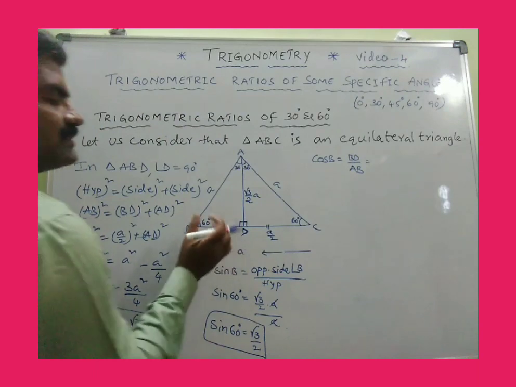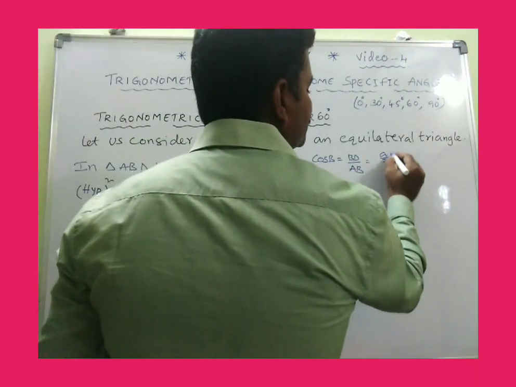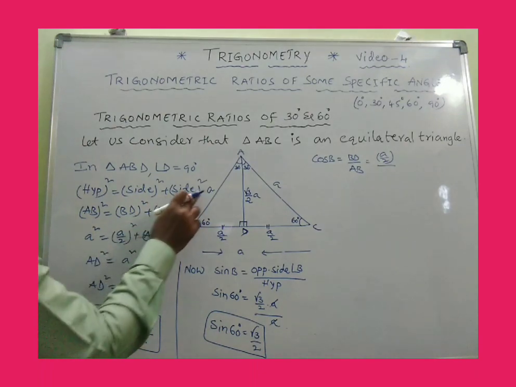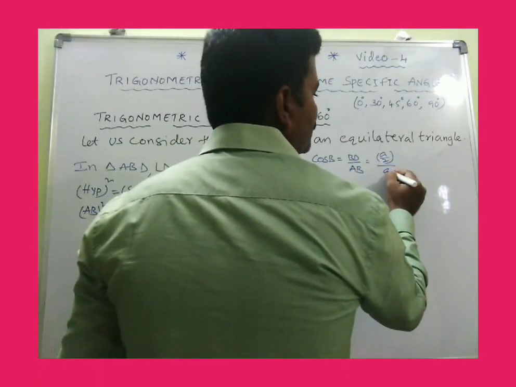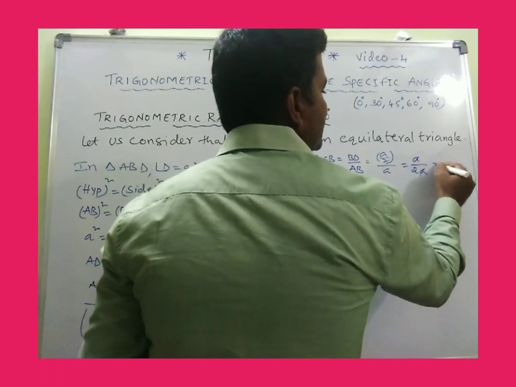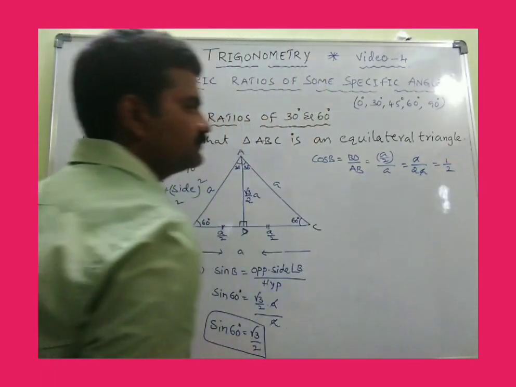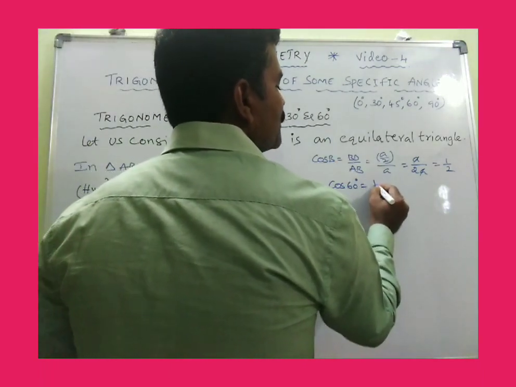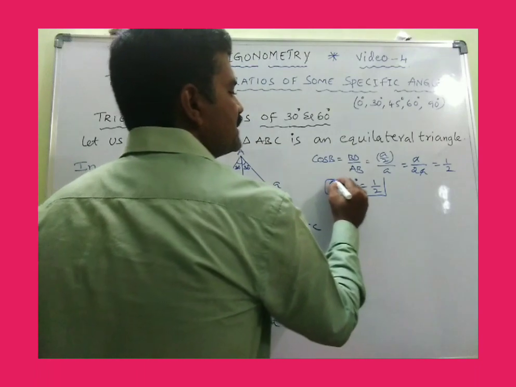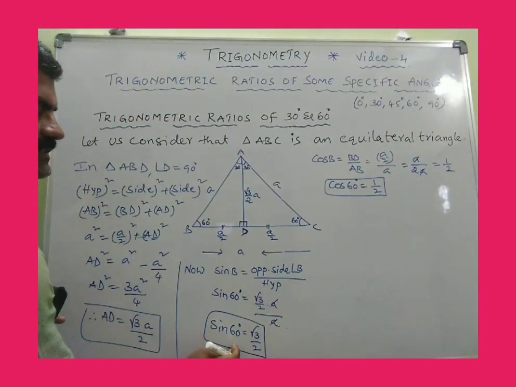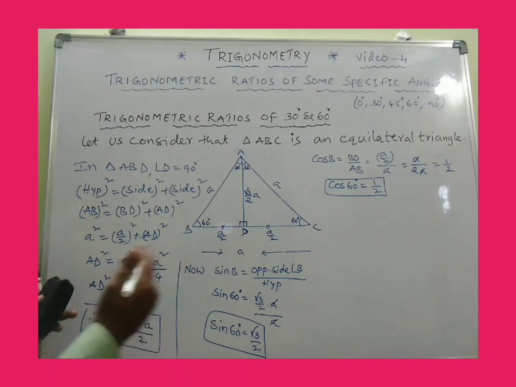So BD length is a by 2, by AB length is small a, which is equal to a by 2a. A gets cancelled, which is 1 by 2. I mean, cos B is nothing but cos 60 degrees. So cos 60 degrees is equal to 1 by 2, whereas sine 60 is equal to root 3 by 2.